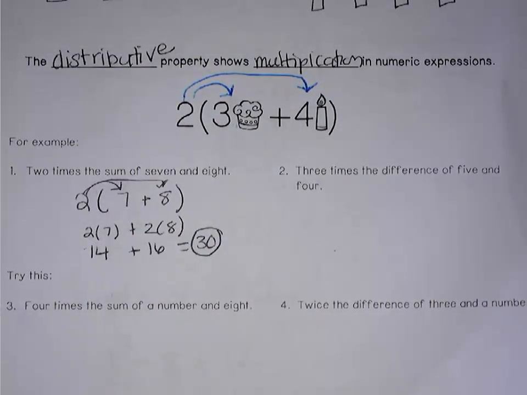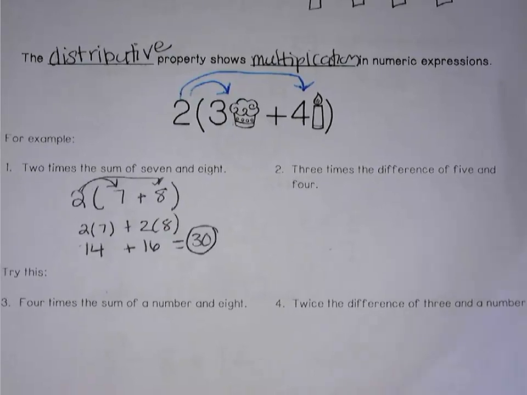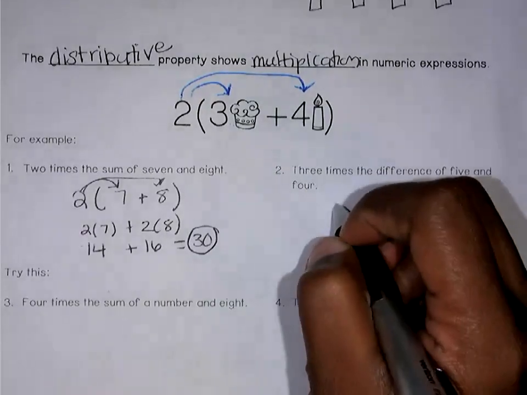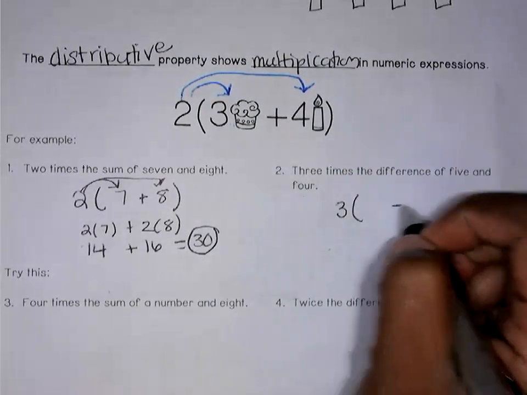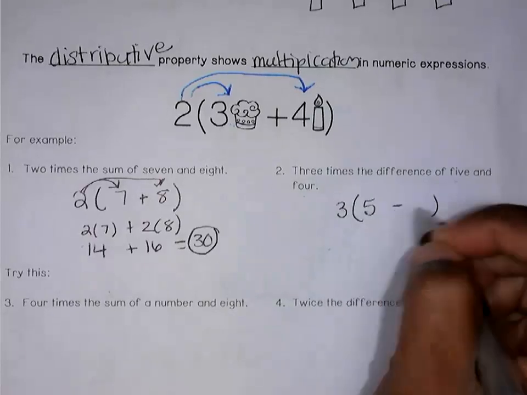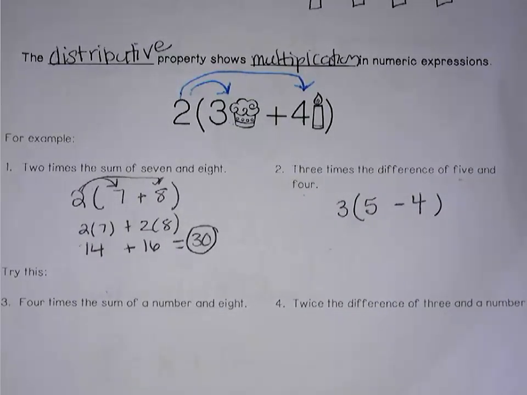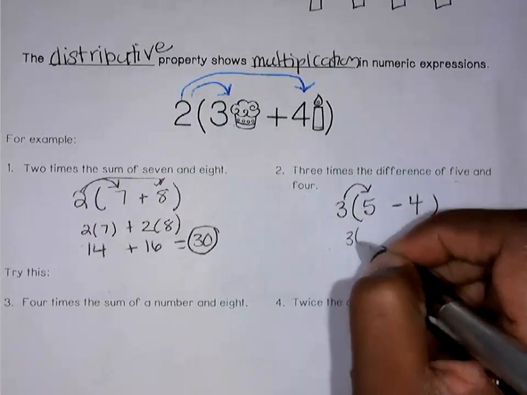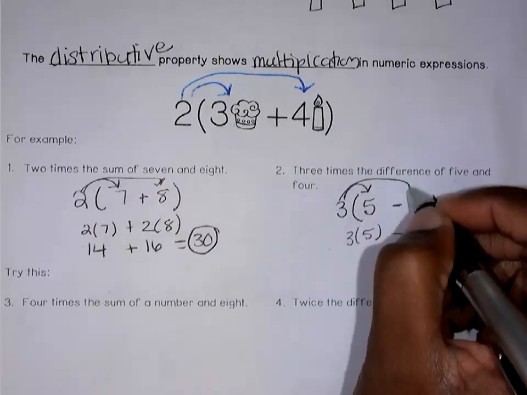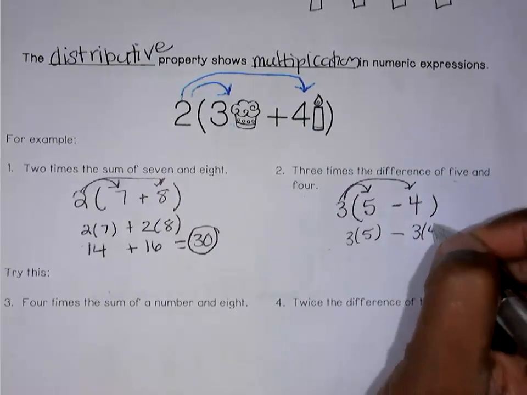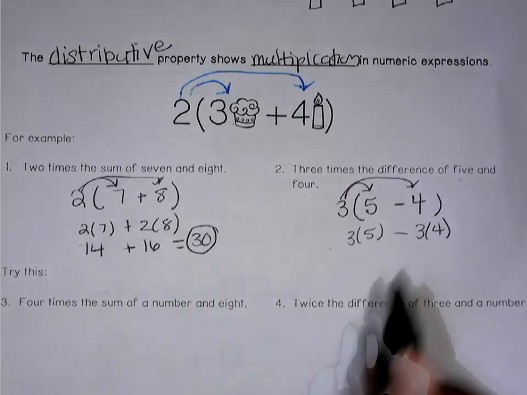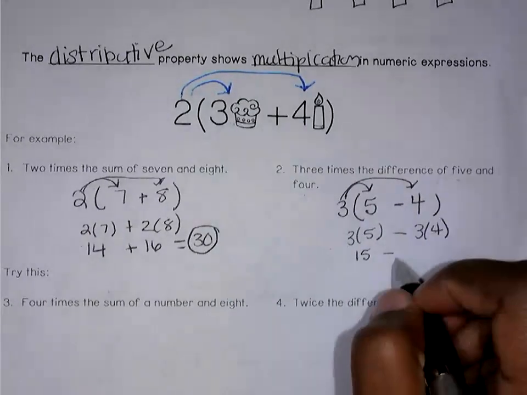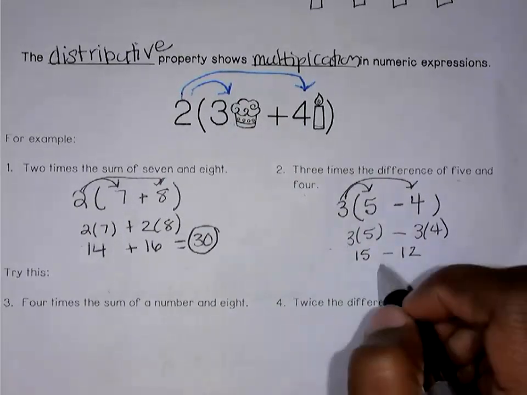All right. Next one on this side, it says 3 times the difference of 5 and 4. So 3 times, we know 3 is on the outside. The difference means subtraction of 5 and 4. All right, so that's how you would set up that problem. Once again, draw your arrows. 3 times 5 minus 3 times 4. Okay, now 3 times 5 is 15, and 3 times 4 is 12, and you are left with 3.